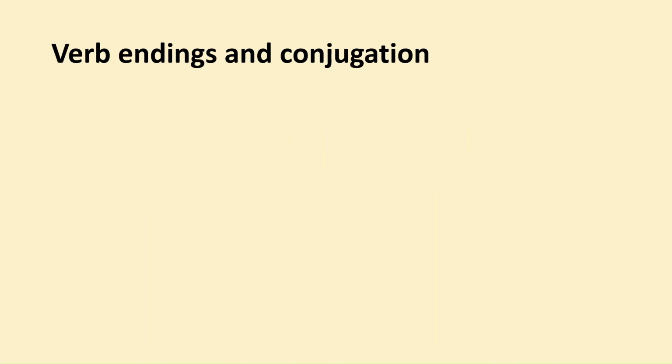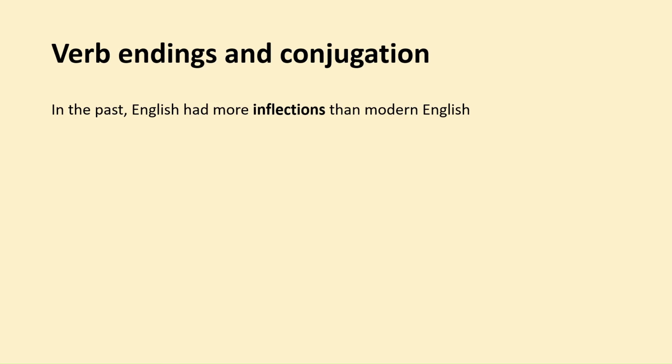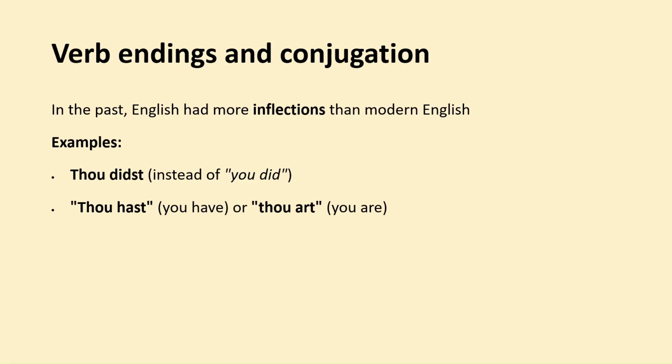When it comes to verb endings and conjugation, in the past, English had more inflections than modern English, which means that the verbs change their endings depending on things like tense, person, and number. For example, they used thou didst instead of you did for second person singular form of the verb do in the past tense. We also had thou hast and thou art.